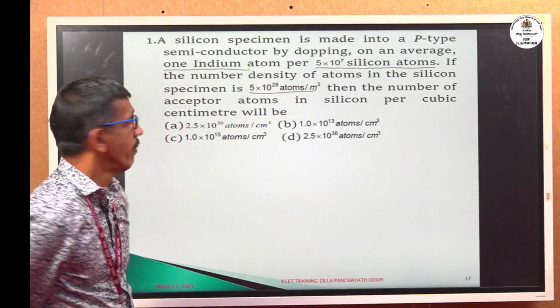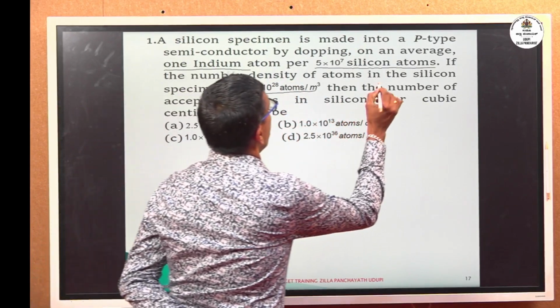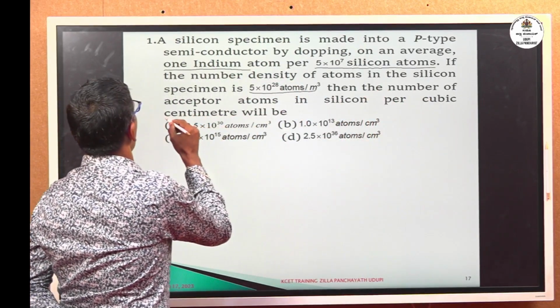Then the number of acceptor atoms or impurity atoms in silicon per cubic centimeter.